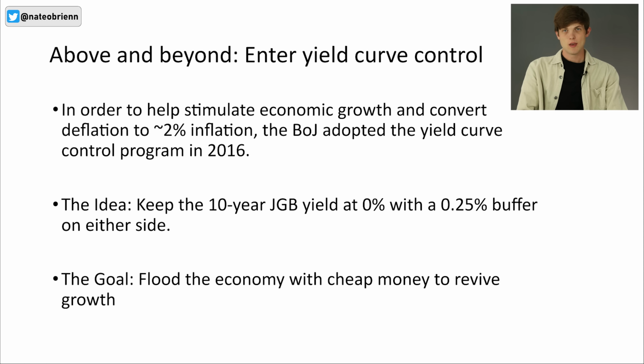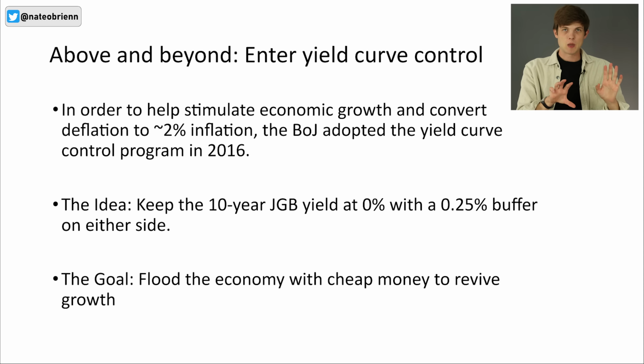So what they had to do is flood the system with money so that they were buying bonds constantly. The way bonds work is that if a lot of people are selling bonds, the yields actually go up on those bonds. It's kind of an inverse of what you would expect, but that's just how the bond market works.